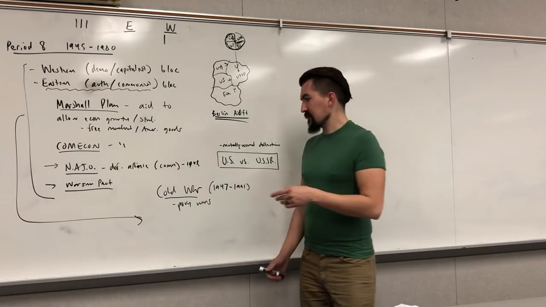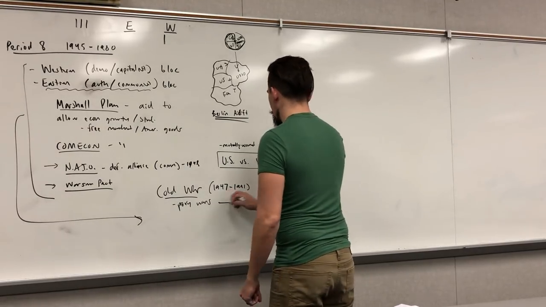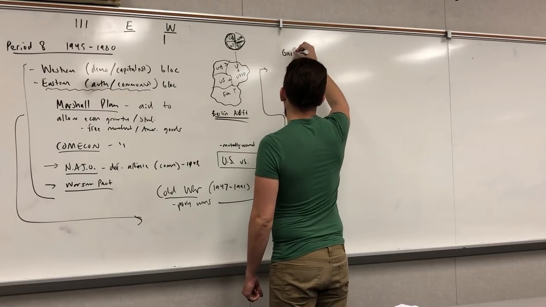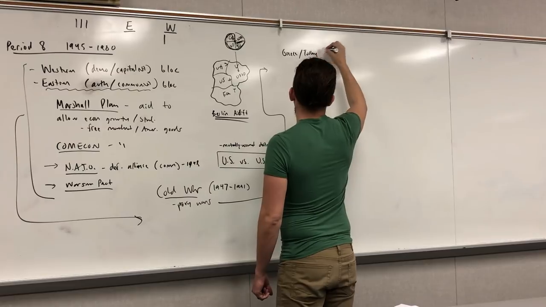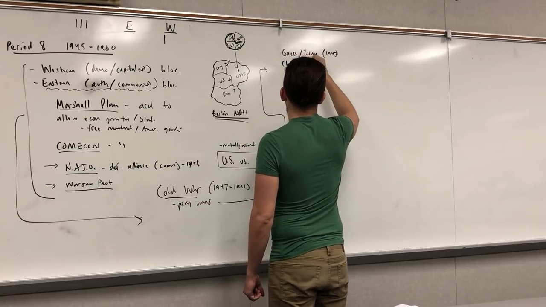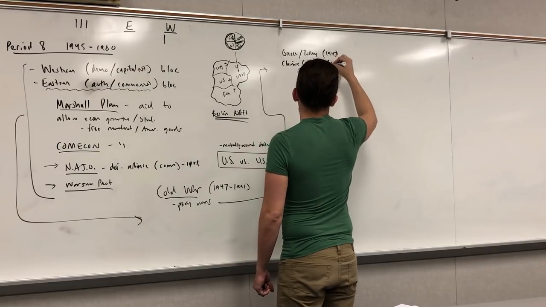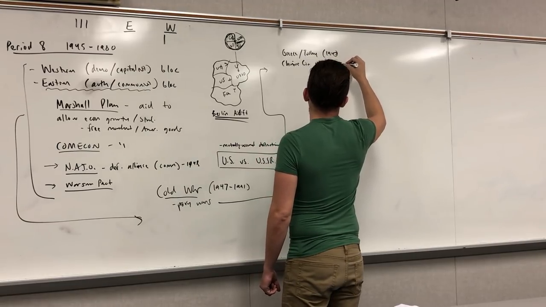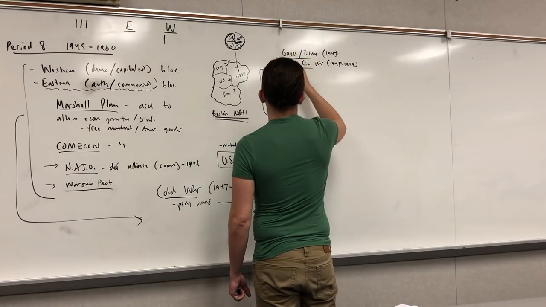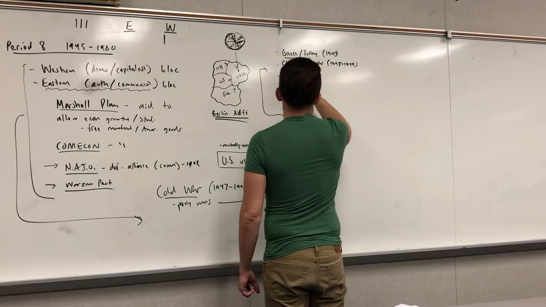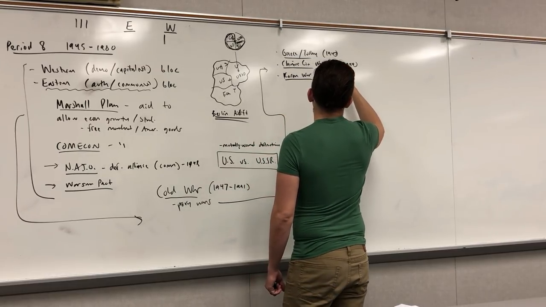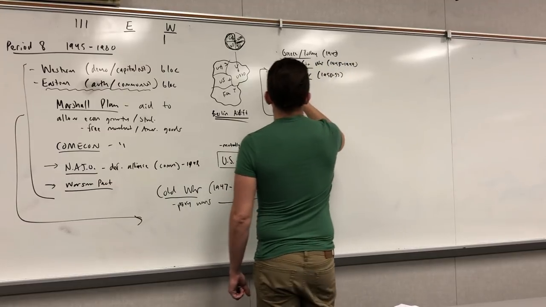So we'll see that in all these conflicts we talk about. Here's a bunch of proxy conflicts. I'll go over them briefly. Kind of in order, Greece and Turkey are really the first examples of this in 1947. We also have the Chinese Civil War. That's roughly 1945 to 1949. We're not going to do all of them, just the main ones. Korean War, 50 or 51? We'll just say 50 to 53.